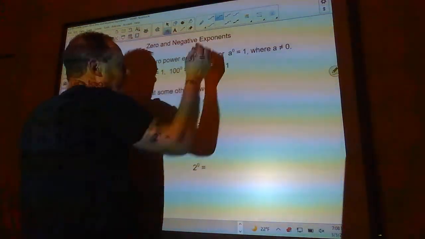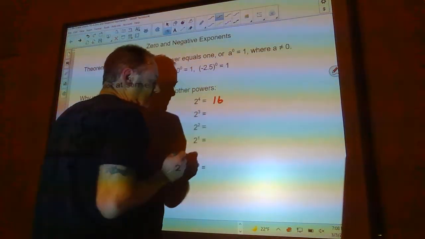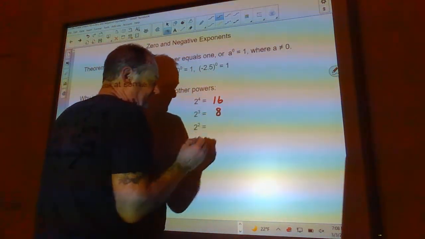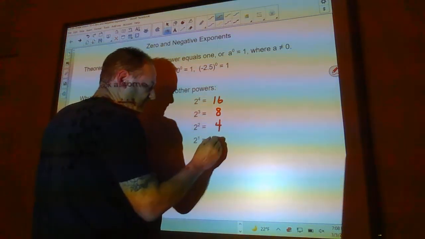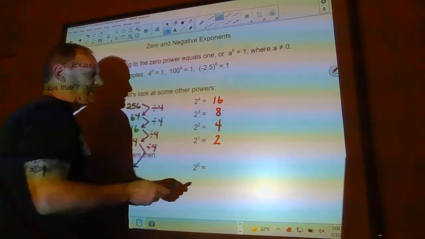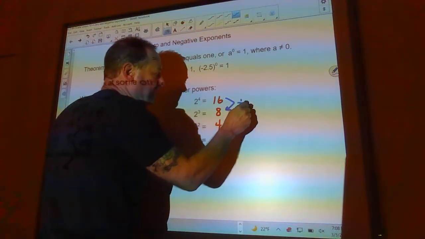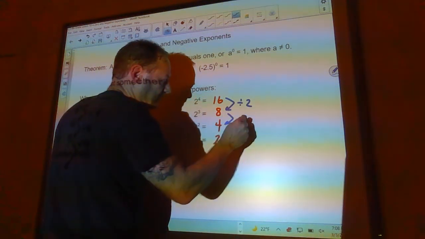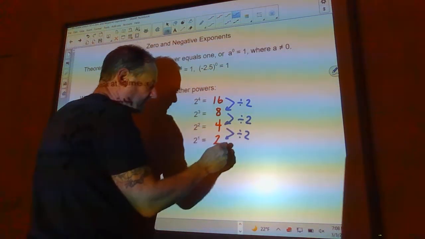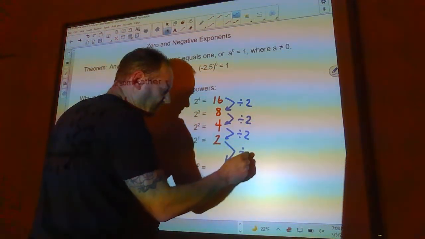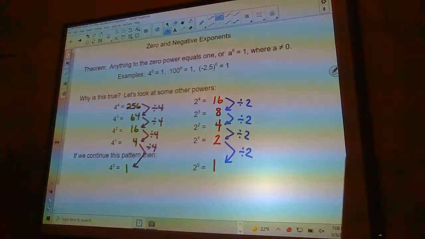2 to the 4th power is 16. 2 to the 3rd power is 8. 2 to the 2nd power is 4. 2 to the 1st power is 2. So each time that I go down 1, I divide by 2, right? Divided by 2, 4 divided by 2 is 2. So if I do that again, I divide by 2 one more time, I'm going to get 1.